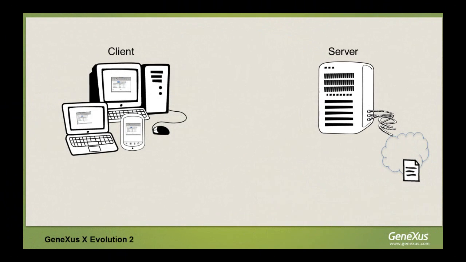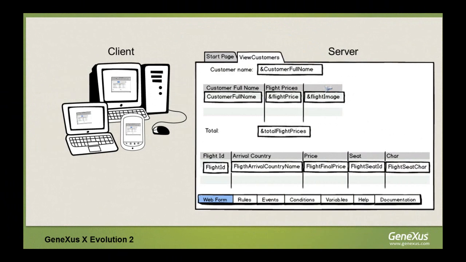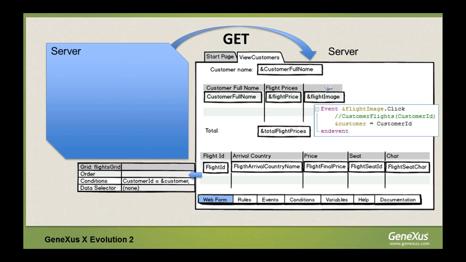Now let's see what happens when there's more than one grid. For example, we combine the previous two web panels in one and change the code of the image click event, and we have the following filter in the conditions of the second grid. Upon calling this web panel from the client, the following events will be executed in this order: the start event, the general refresh event, which executes its code if it was programmed, and calls the refresh and load events of each grid. In this way, it calls the refresh event of the first grid in the form.